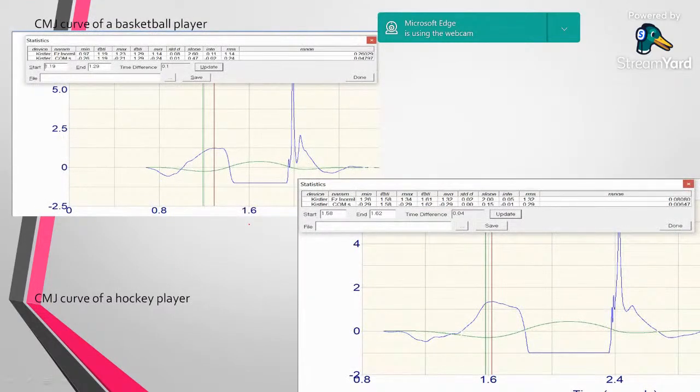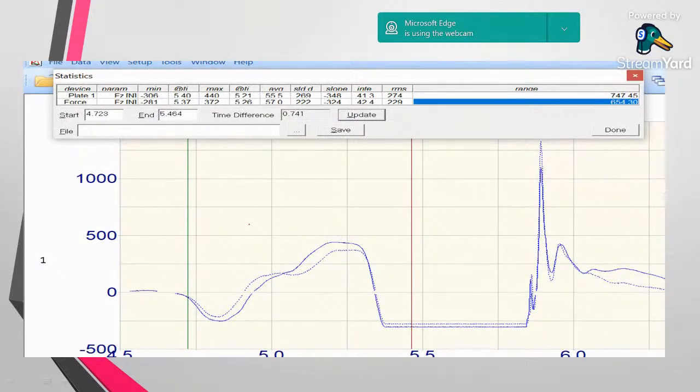Now yeah, this is a typical CMJ curve of a basketball player and a hockey player. So they have different movement strategies, as you can see from this figure. And this force plate actually can be used to find out the asymmetry between your lower extremities. यानी कि आपके राइट और लेफ्ट में कितना डिफरेंस है फोर्स में, आप फाइंड आउट कर सकते हो एसिमेट्री कितना है. सो नॉर्मली 15% asymmetry. As you can see, we have two force plates. So this is a force plate reading of one leg, and this is force plate reading of the other leg.